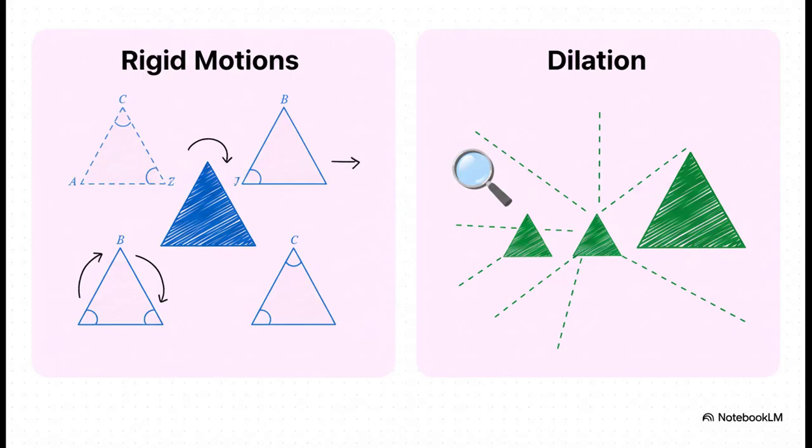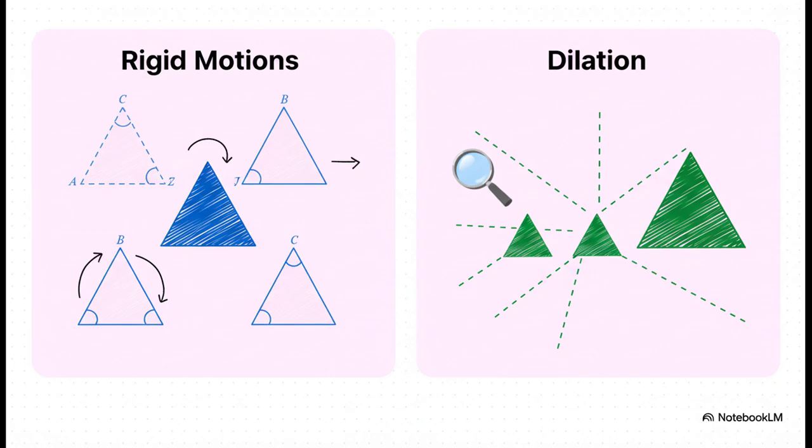Now, this is where we really break down our toolkit. On one side, you've got rigid motions. Think of these as moves that don't change the figure's core identity at all. You're just sliding it, which is a translation, flipping it, a reflection, or spinning it, a rotation. The shape and the size stay exactly the same. But then, on the other side, you have dilation. This is the game changer. It's the one that changes the size, and this is so crucial, it preserves the shape.